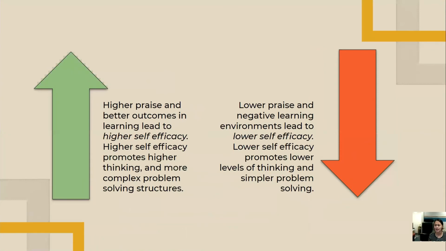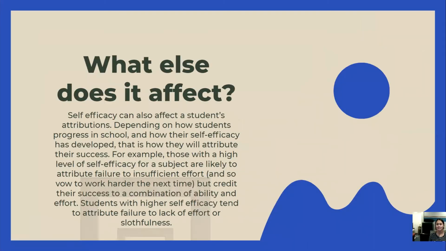Here's just a quick graph explaining that higher praise is higher self-efficacy, lower praise is going to lead to lower self-efficacy. So what else does self-efficacy affect? So it can also affect a student's attribution. So depending on how students progress in school and how their self-efficacy has developed, that is how they will attribute their success.